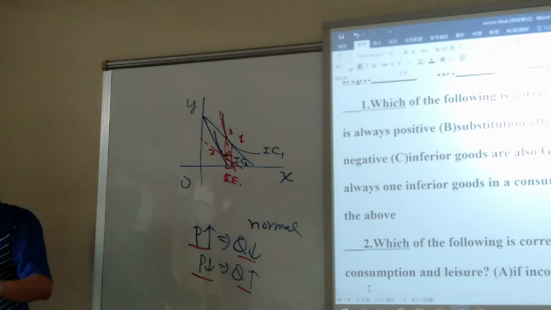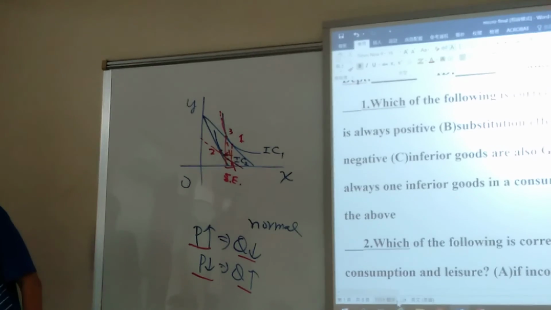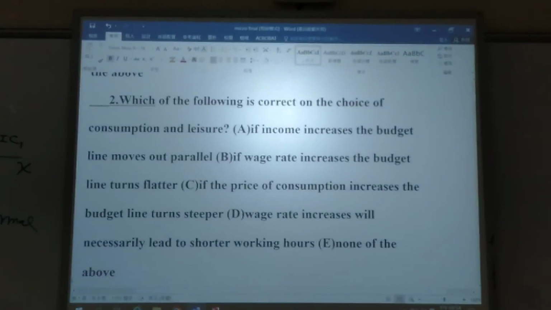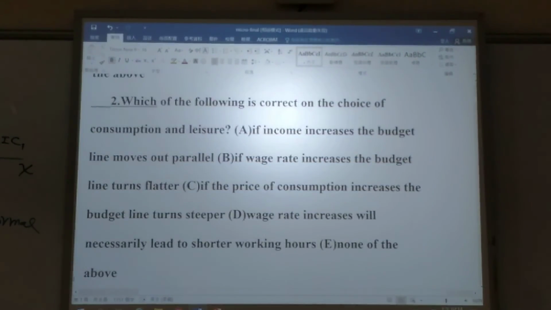Okay. Question 2. Song Fangyu, question 2. Read it. Which of the following is correct on the choice of consumption and leisure? Okay, this is a very specific case. So this is a discussion on the supply of labor.